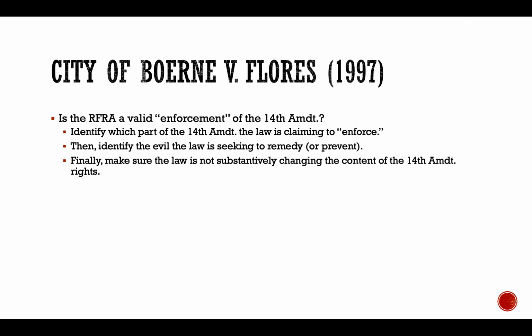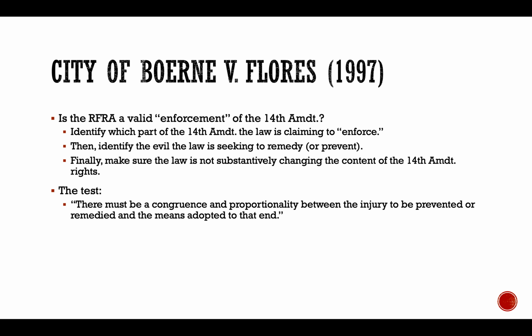So there is a test that is given here, and the test comes at the bottom of page 975. And this becomes known as the congruence and proportionality test. The court says in that last paragraph, there must be a congruence and proportionality between the injury to be prevented or remedied and the means adopted to that end.